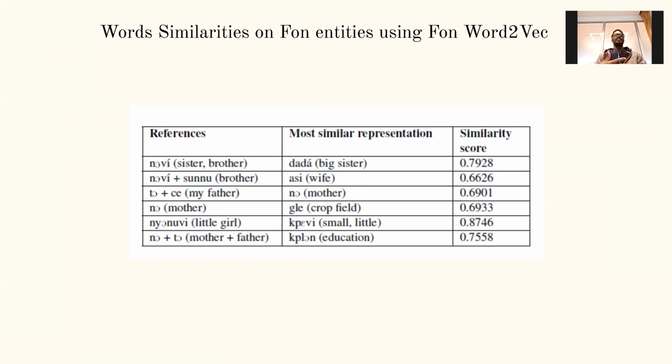The second most common word, and the most similar word I want to say, is fufu, which means big sister. We can have, for instance, non-V plus suno, like brother. Non-V is actually either brother or sister. But when we add Novi plus Suno, Suno gives Novi the male character, it makes the gender precise, and we can see that it predicted wife.